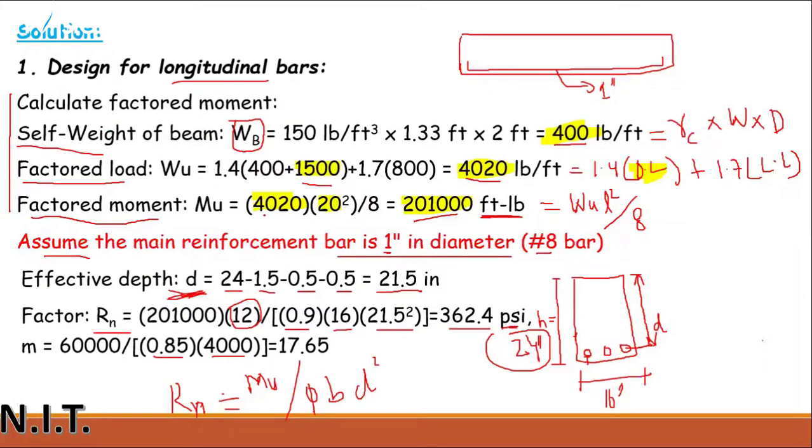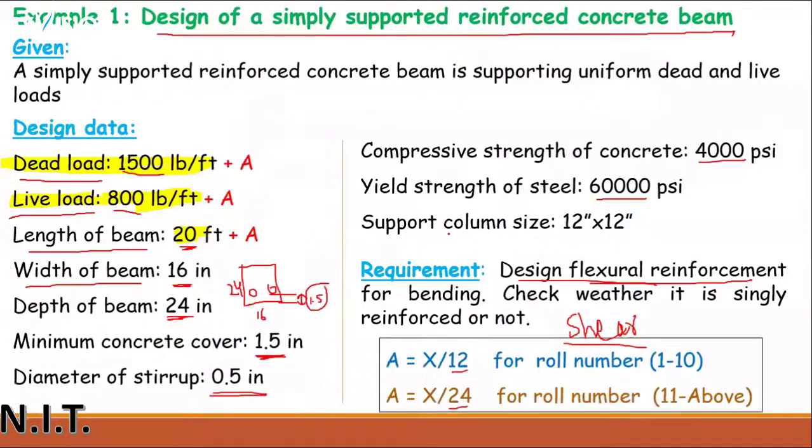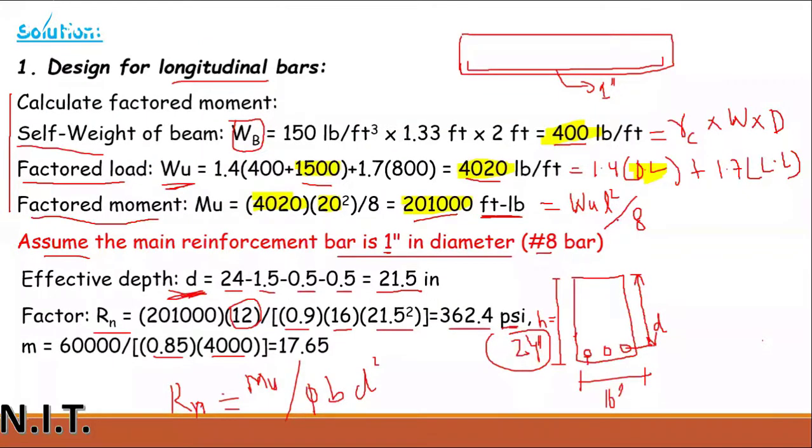Use this factored load to calculate the factored moment. The formula for factored moment is Wu L square divided by 8, where Wu is the factored load and L is the length of the beam. As you can see, that is 20 feet divided by 8. Just multiply these values together, you will find the answer, that is Mu equals 201,000 pound feet.